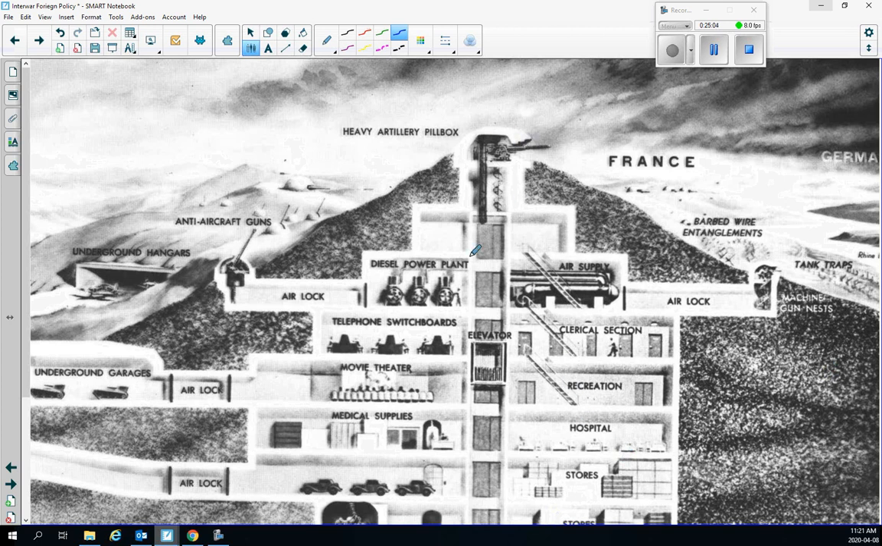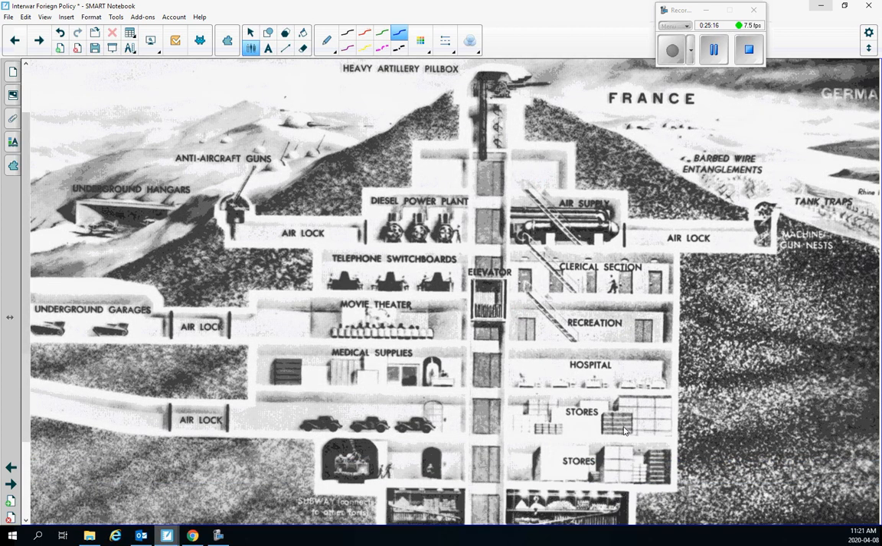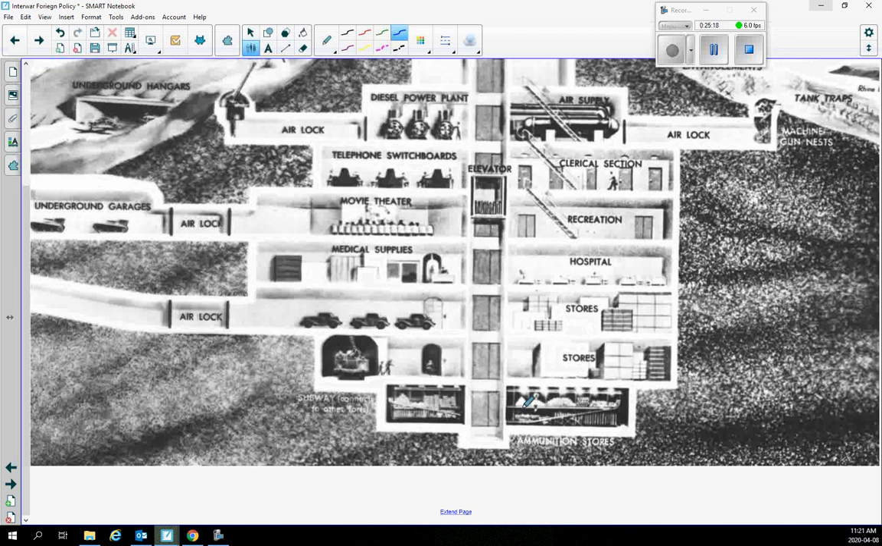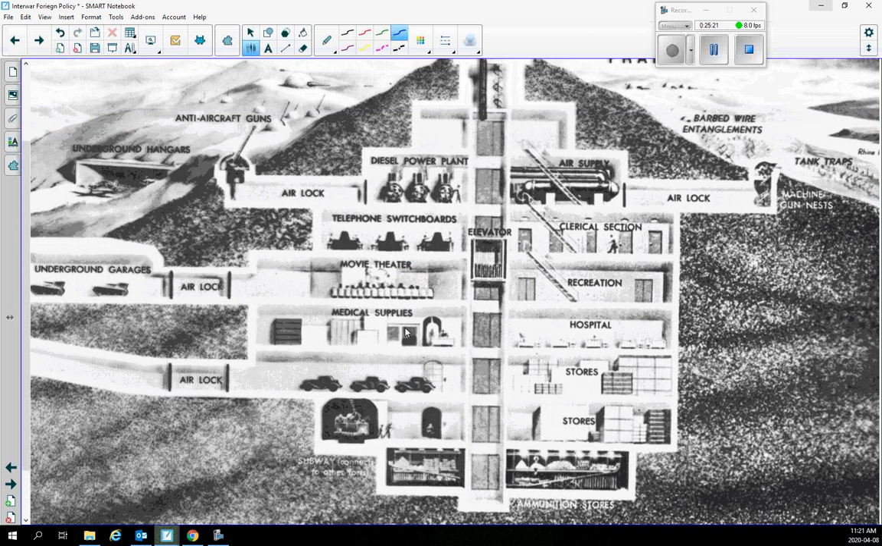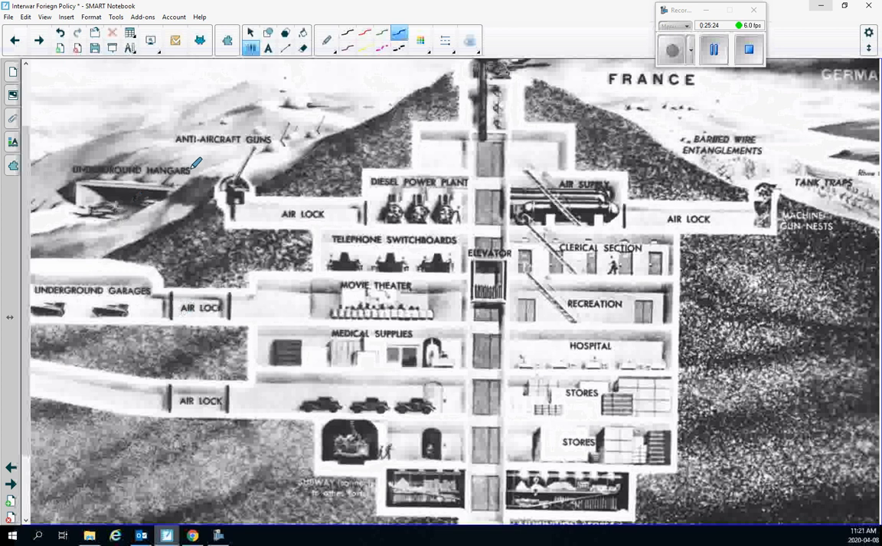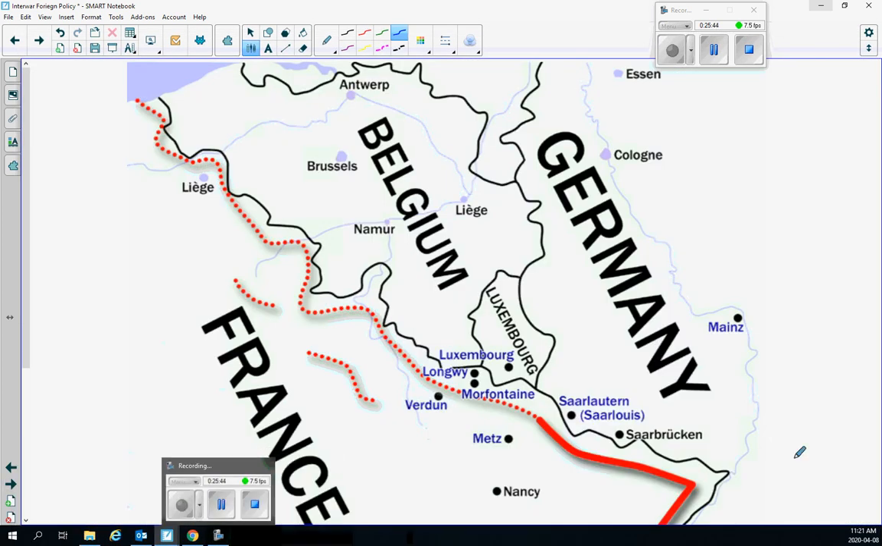Artillery outposts, a diesel fuel power plant. Of course, a lot of it's underground, so you would need a fresh air supply, telephone switchboards, recreation hospitals, theaters, stores, etc. Ammunition, a movie theater for entertainment, airlocks, underground garages, and even airplane hangars along the Maginot Line. Not to mention the barbed wire and tank traps. Germany was expected to come this way. So in the 20s, this was state of the art and probably would have done the job. It's antiquated by the 1930s. There's the Maginot Line.